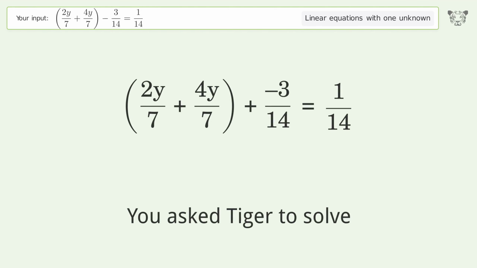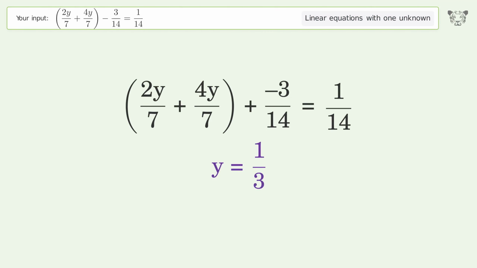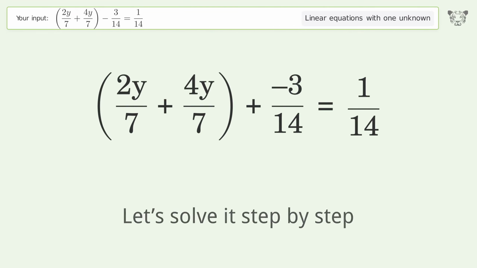You ask Tiger to solve. This deals with linear equations with one unknown. The final result is y equals 1 over 3. Let's solve it step by step.